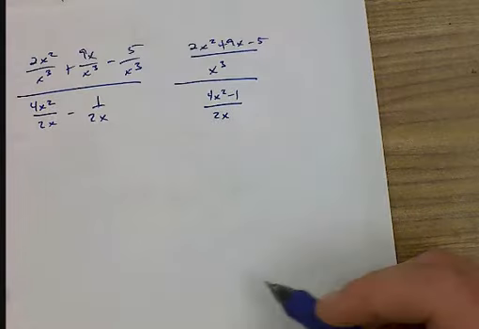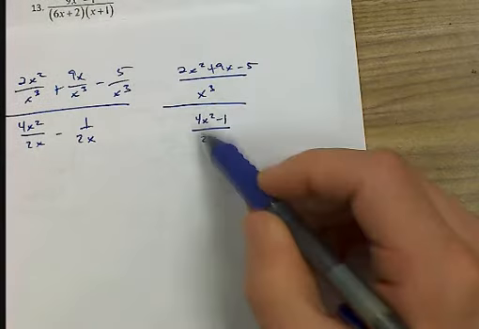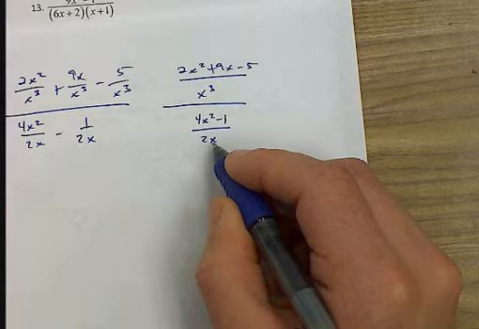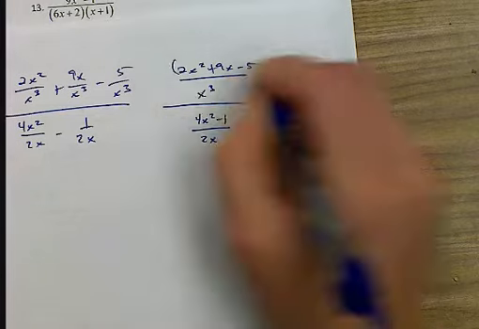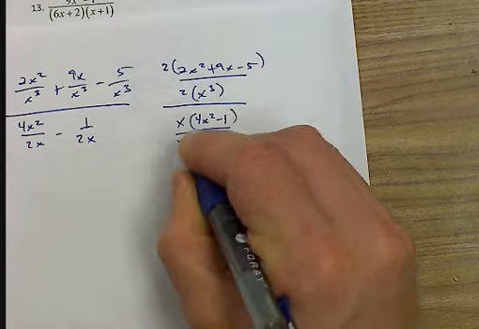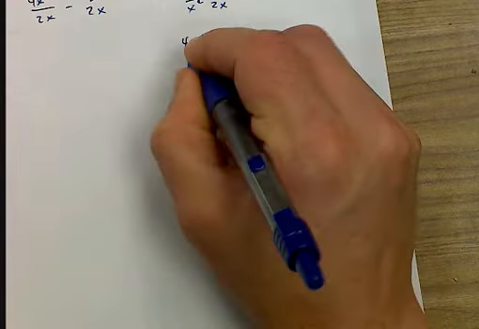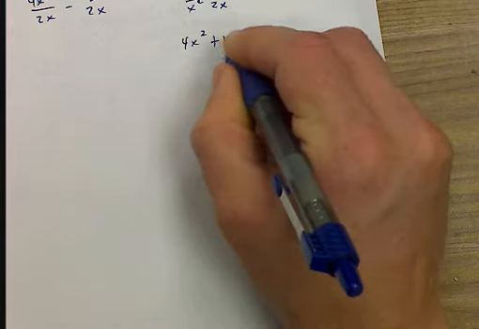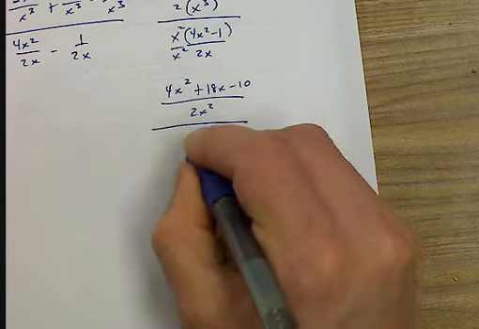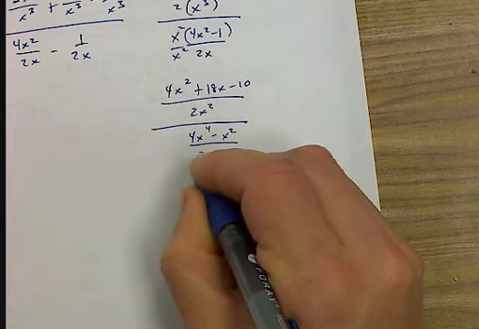So now I can do a similar thing, and I can try to get these denominators to be the same so that I can then cancel that out. So if this is x cubed and this is 2x, my common denominator is going to be 2x cubed. So I need to multiply this by 2 over 2, and I need to multiply this by x squared over x squared. So now what I have is 4x squared plus 18x minus 10 over 2x cubed, over 4x to the fourth minus x squared over 2x cubed.